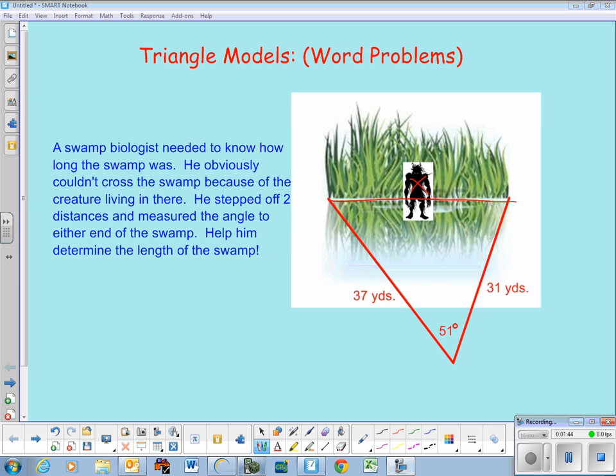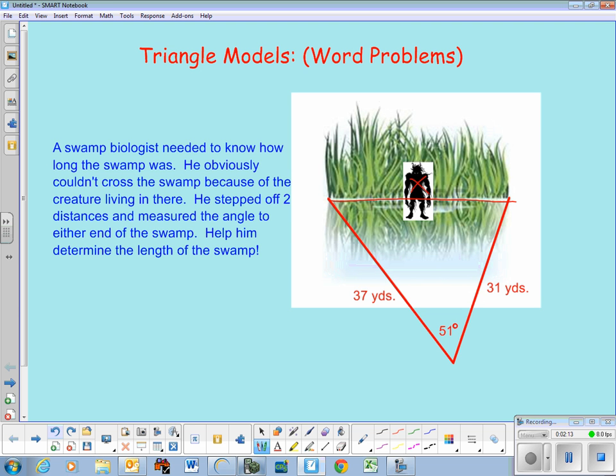So what I can do is walk on dry land 37 yards, and then walk to the other corner 31 yards. I'll mark this point out here. And if I can measure my angle, that's 51 degrees. So those are things that you could reasonably do in the real world. And now if you know these three parts, side, angle, side, you can use that info to find the distance across this swamp that you were not able to measure directly across.